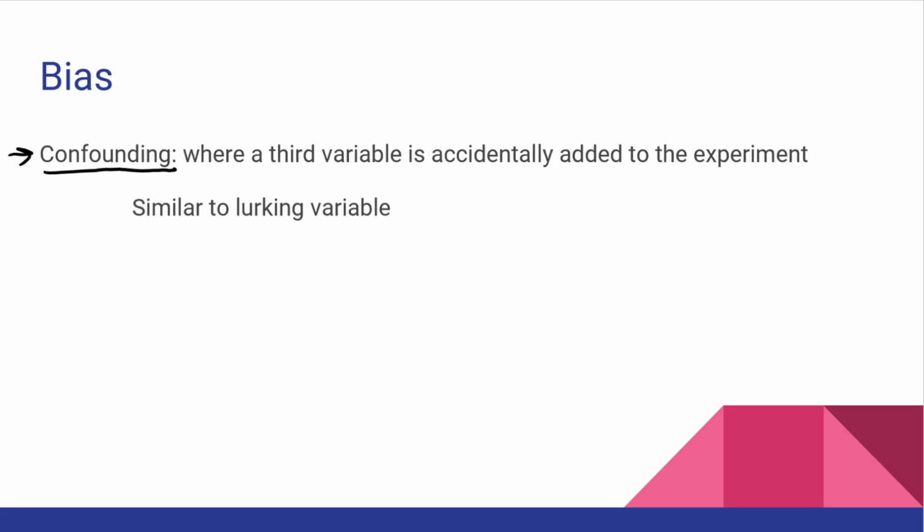This is really similar to the lurking variables that we talked about in linear regression, which is when you had your x variable and your y variable that looked like they have a strong relationship, but in reality there was a third variable driving both of them. The main difference between these two is quite simple. Confounding is limited to experiments, while lurking variables are limited to linear regression.